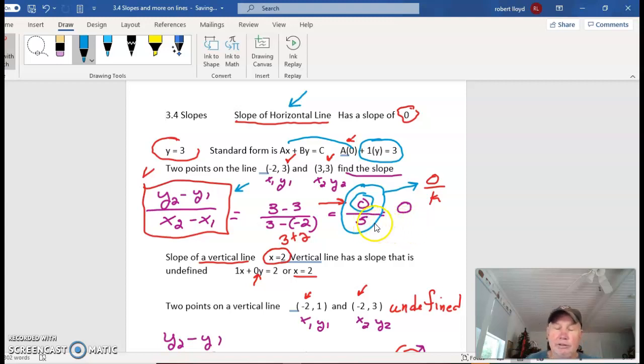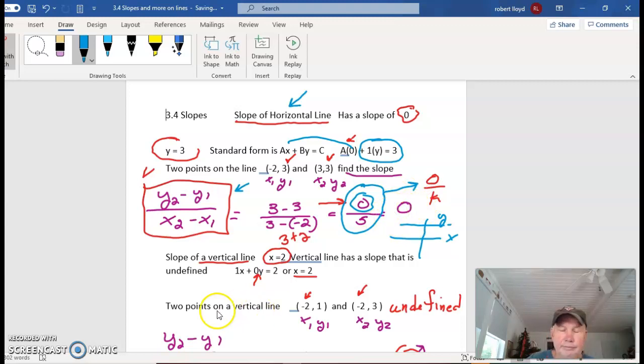So a horizontal line would be one like this. We have an x and a y. It would be a line right here. Horizontal. It doesn't go up, doesn't go down. It's like the horizon. That has a slope of 0.